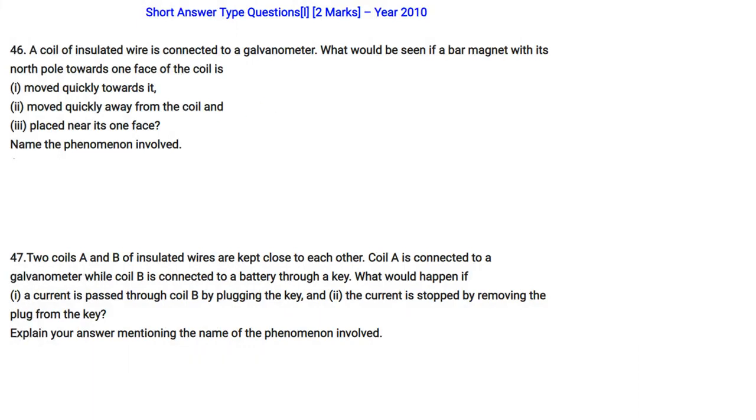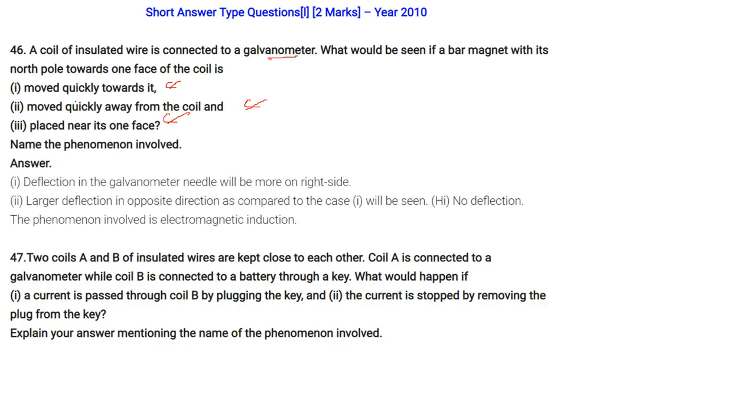A coil of insulated wire is connected to a galvanometer. What would be seen if a bar magnet with its north pole towards one face of the coil is moved quickly towards it, moved quickly away from the coil, and placed near its one face? Name the phenomenon involved. In the first case, the deflection in the galvanometer needle will be more on the right side. In the second case, a larger deflection in the opposite direction compared to the first case will be seen. And in the third, there will be no deflection. The phenomenon involved is electromagnetic induction.